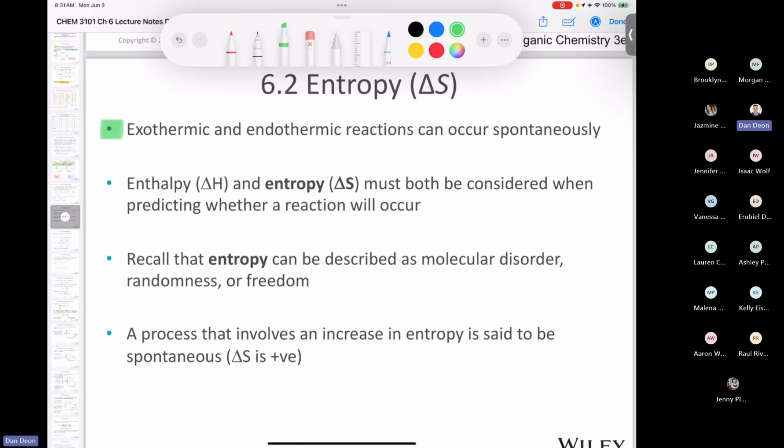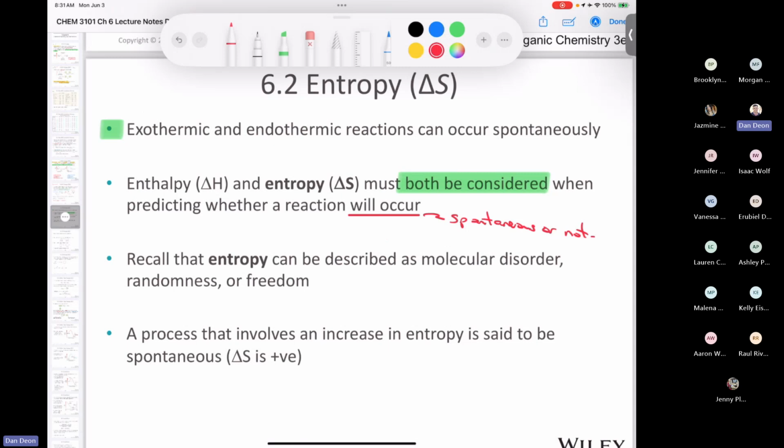There's no doubt about that. It says here that enthalpy and entropy, however, have to both be considered when you're predicting whether a reaction will occur. So when it says will occur, that just means, is it spontaneous, yes or no? Spontaneous or not. That's what that means. So recall that entropy, if you don't remember entropy, I always think of a messy bedroom. You clean your bedroom up and it's all nice and tidy, and then it takes like no energy. It just spontaneously becomes disorganized.